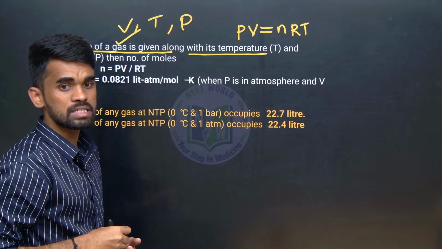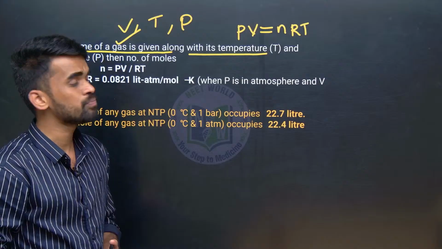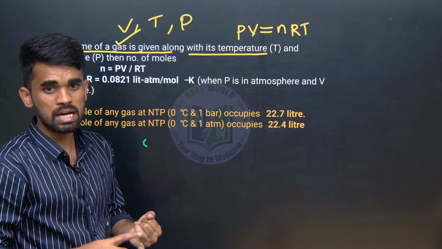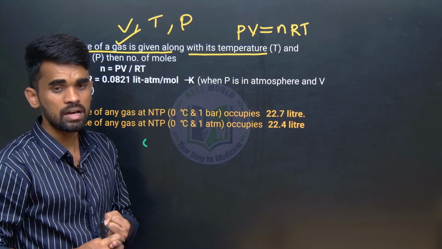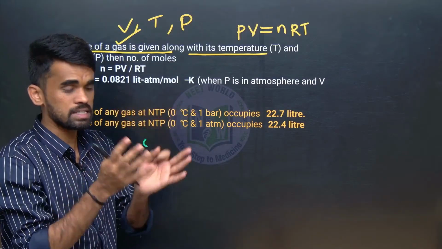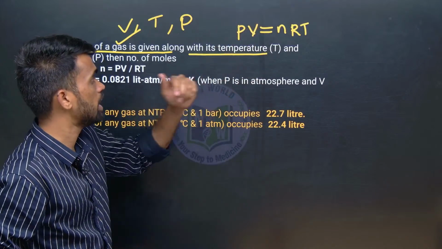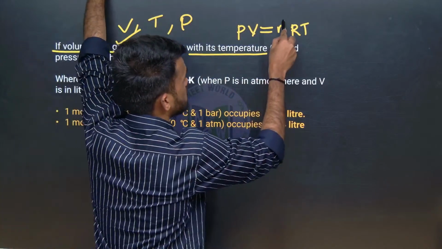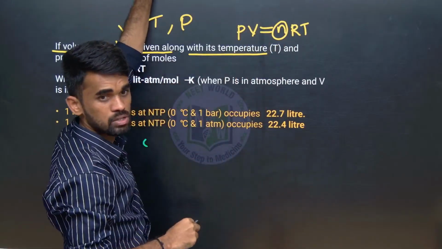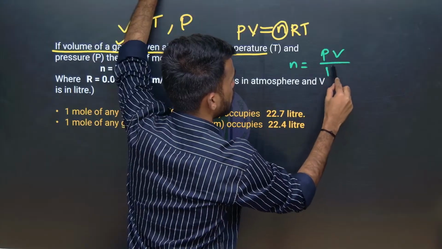So how did we get this equation? By using gas laws. What are the gas laws we have? Boyle's law, Charles' law, Gay-Lussac's law, Avogadro's law, all these are called gas laws. By considering all together, we get this equation, PV equals nRT. Now I want to find this n value, it means number of moles. So what can I do? n equals PV by RT.